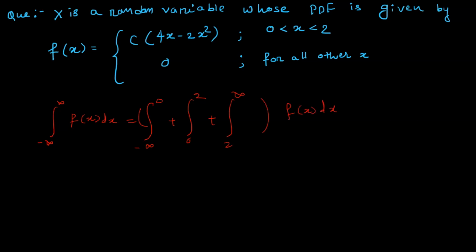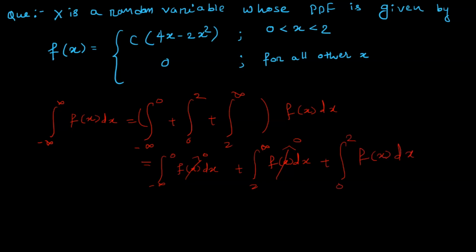You know the value other than this interval is 0, which means the integral from minus infinity to 0 of f(x) dx is going to be 0. Similarly, the expression from 2 to infinity of f(x) dx is going to be 0. So what we are left with is the integral from 0 to 2 of f(x) dx. And what is that value? We are going to inject that value here, that is the integral from 0 to 2 of c times (4x minus 2x square) dx. And this is equal to 1 numerically.